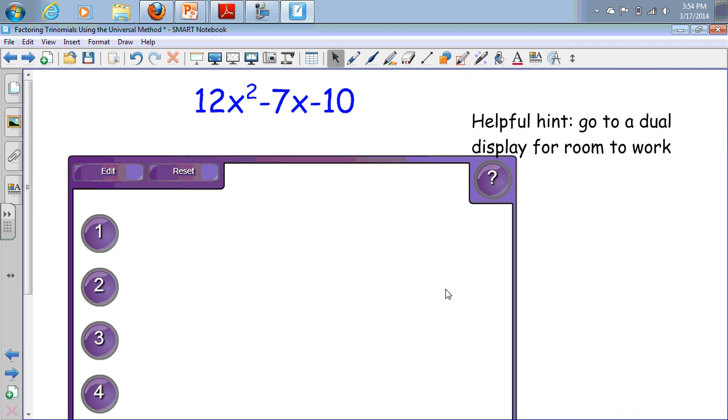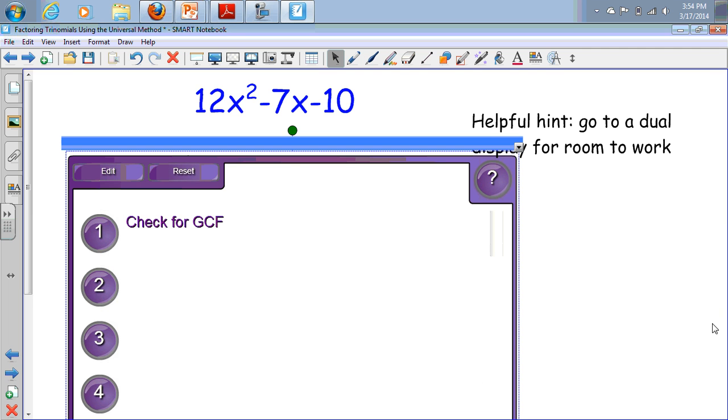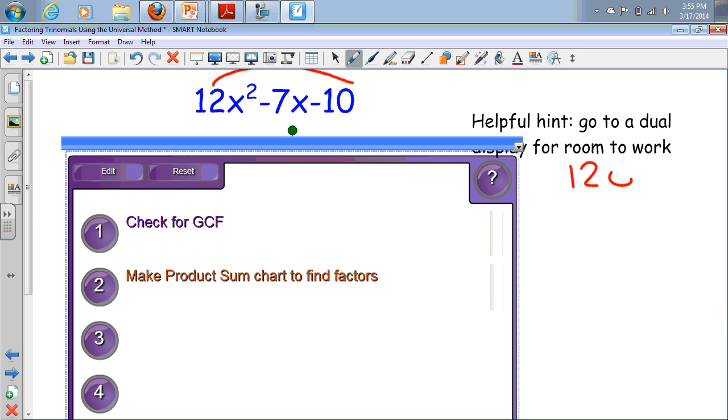Okay? Let's do one more together. Are you ready? Okie doke, here we go. Step 1. Greatest common factor. Do I have a greatest common factor? No. Step 2. Make a product sum chart, okay? 12 times 10. 120. Okay? 1 and 120. 2 and 60.